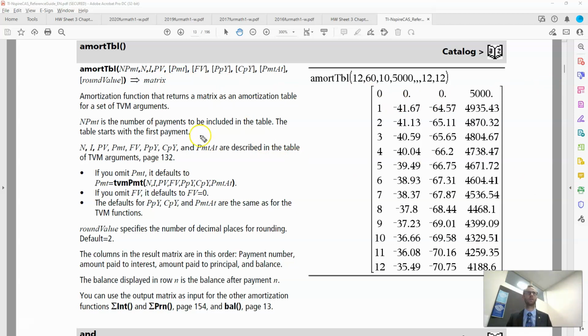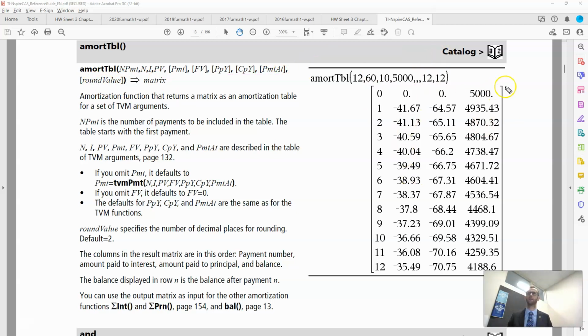You'll notice that in the syntax up here, it's got square brackets, which means some of these are optional. Like in this example over here, they've got NPMT, N, I, PV, and then they've left blank payment and future value. That's because they're letting the CAS actually calculate the payments on their behalf. Normally, we're going to give you the payment. And then PPY 12, CPY 12, and the stuff at the end, payment at and round value, we never touch that in further math, so you can ignore those.